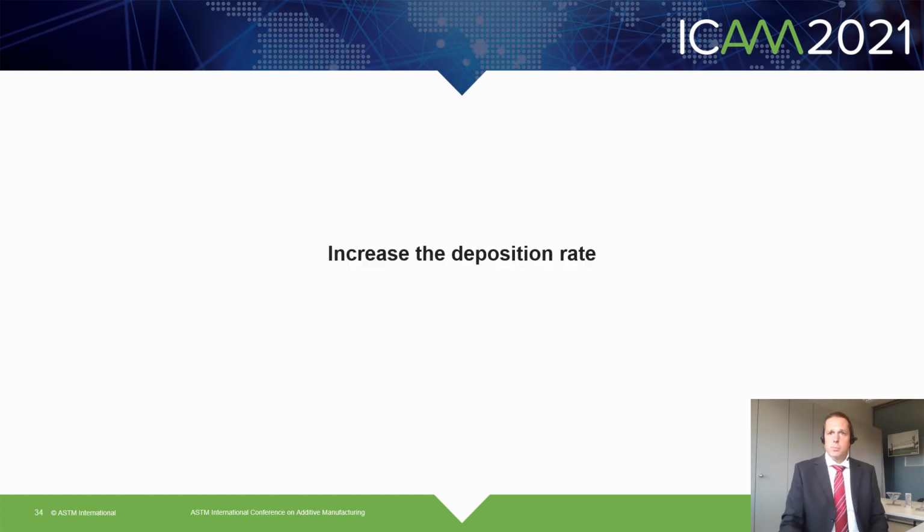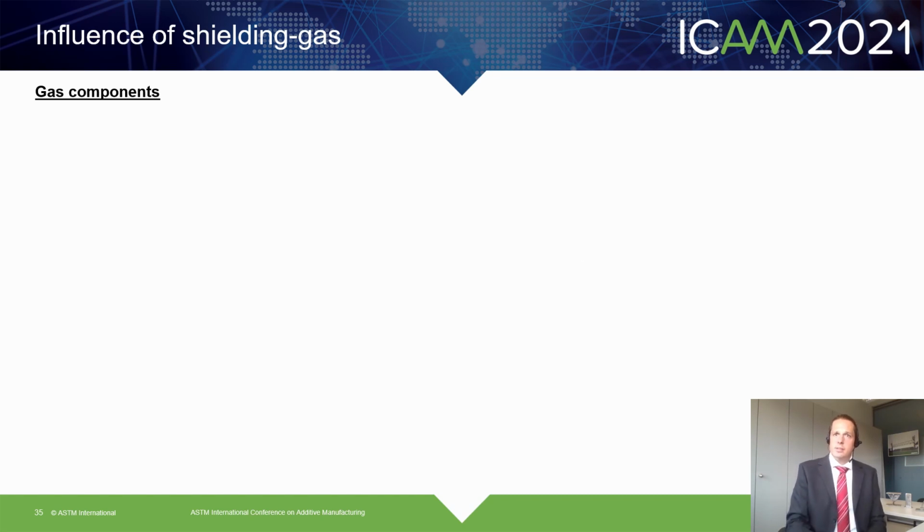So this is the last point of my presentation. We made an investigation on how to increase the deposition rates of cantilevered WAAM structures. And therefore we tested different mixtures of shielding gas. I personally didn't expect the gas mixture to have such a big influence, but actually it has. We have these three gases which are often used in wire arc additive manufacturing. We have argon, carbon dioxide and oxygen, while carbon dioxide and oxygen are active gases and they react with the weld.